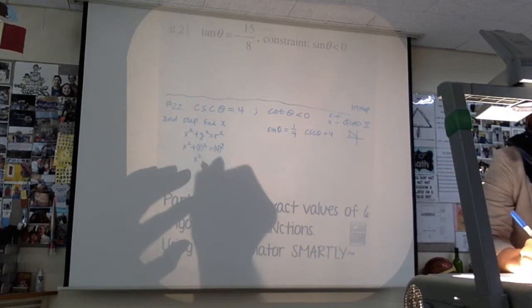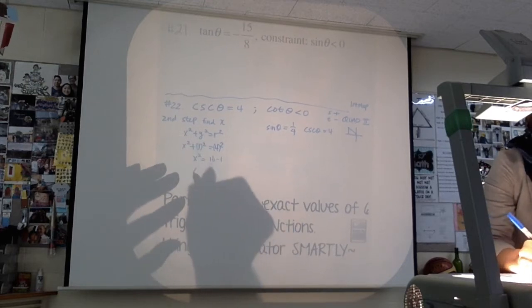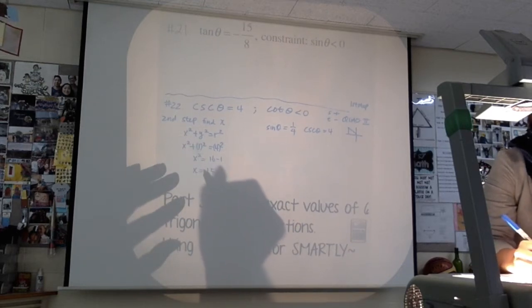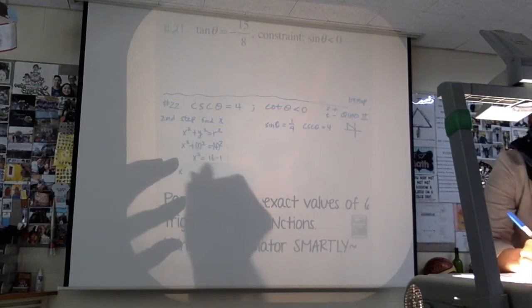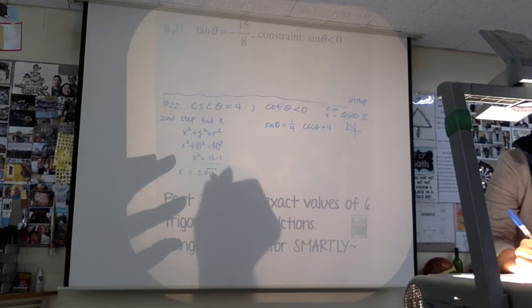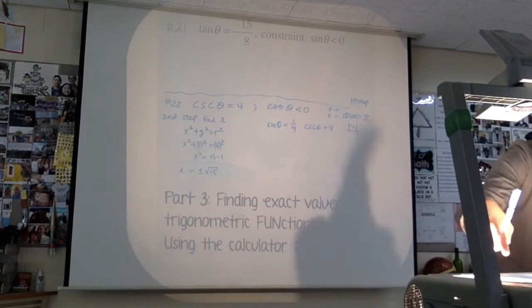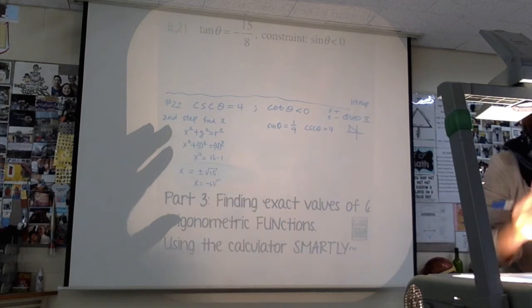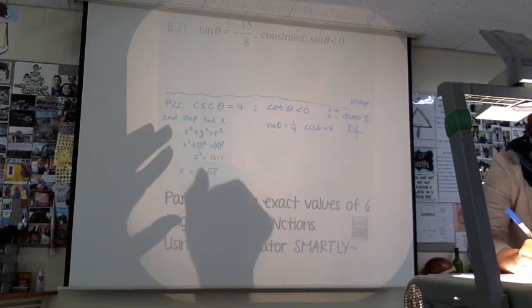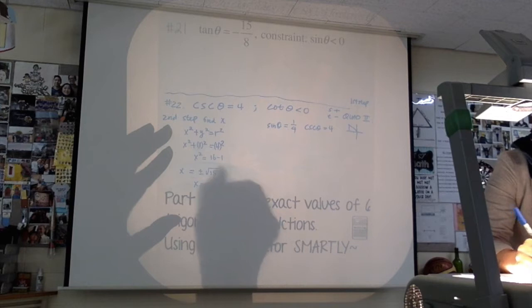So x squared is equal to 16 minus 1, which means x is plus or minus the square root of 15. But let's do a better job. X is equal to plus or negative root 15. But we know it's in the second quadrant, so x is going to be equal to negative root 15. Oh my god, I'm really nervous. Sorry. Negative root 15. Here we go.